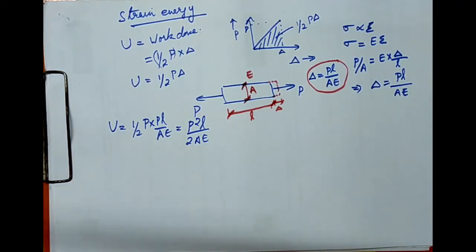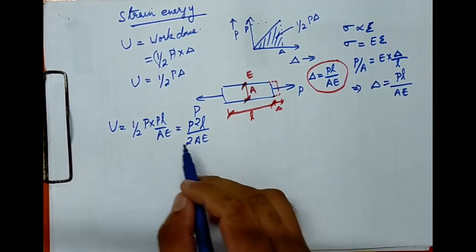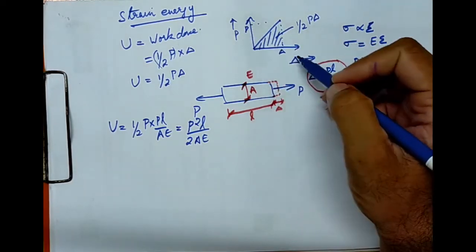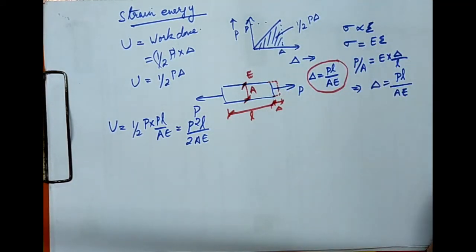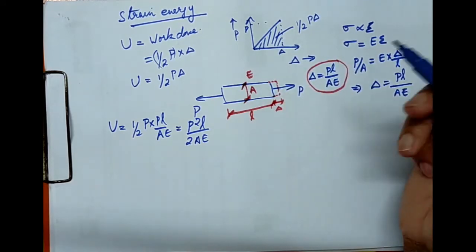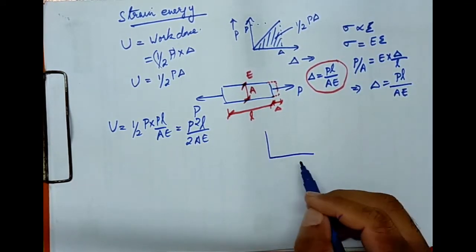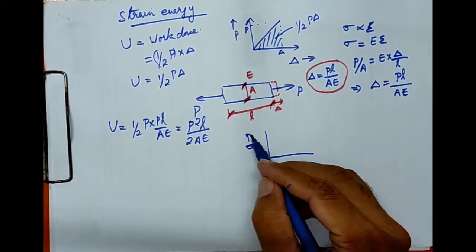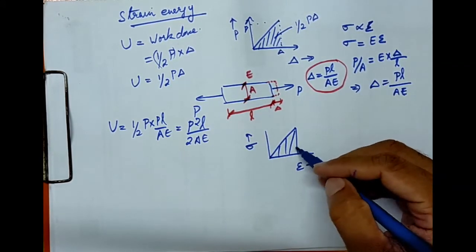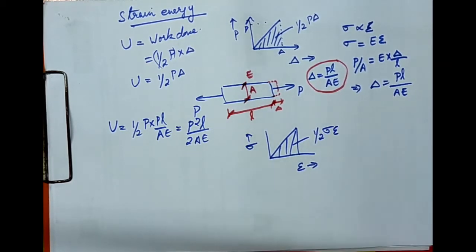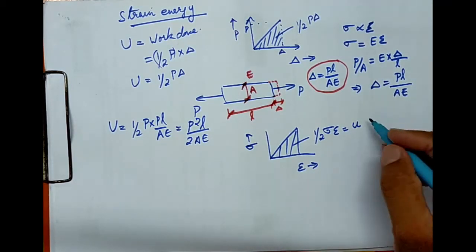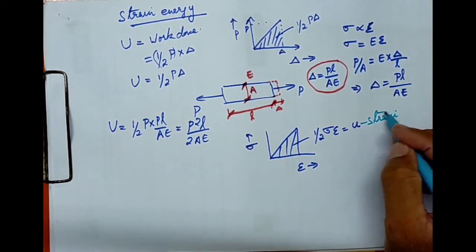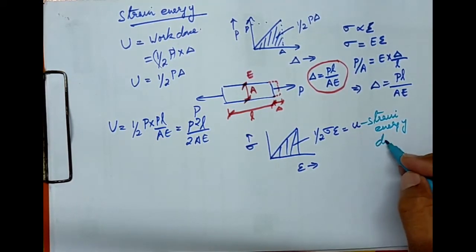Similarly, you might already be familiar with the term strain energy density. Here we calculated the strain energy using the P delta curve, that is the force displacement curve. Instead of the force displacement curve, if you plot the stress strain curve and consider the area, which is basically half sigma epsilon, this parameter is called strain energy density, normally represented using the small letter u.